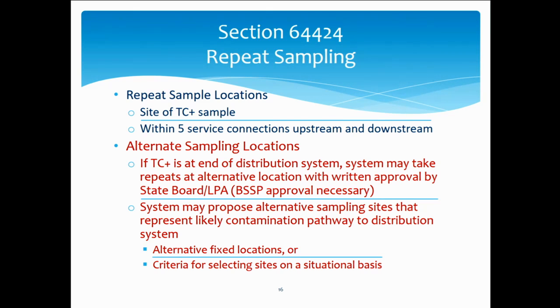repeat sample sites based on positives you get. I'm not quite sure how that will work, because from a regulatory standpoint, if you know of points in your system that are likely contamination pathways, I would think you would take care of those beforehand and not wait till you have a positive sample. So I'm not sure how this is going to work from a practical standpoint, but I'm interested in if you want to submit one. I'd like to read it. Yes?